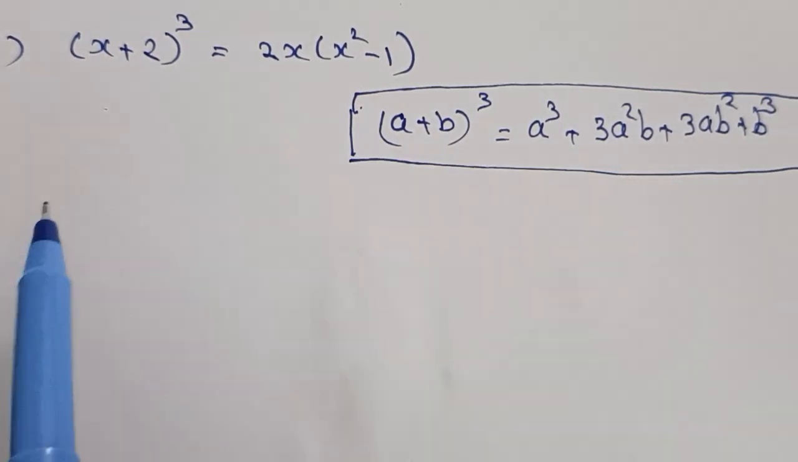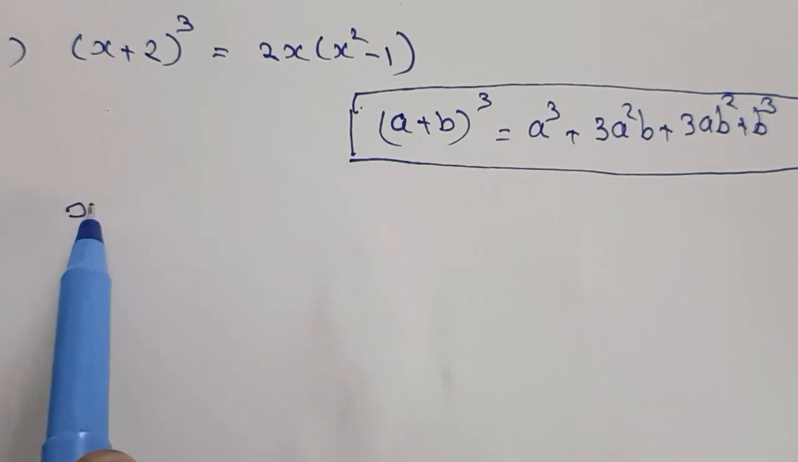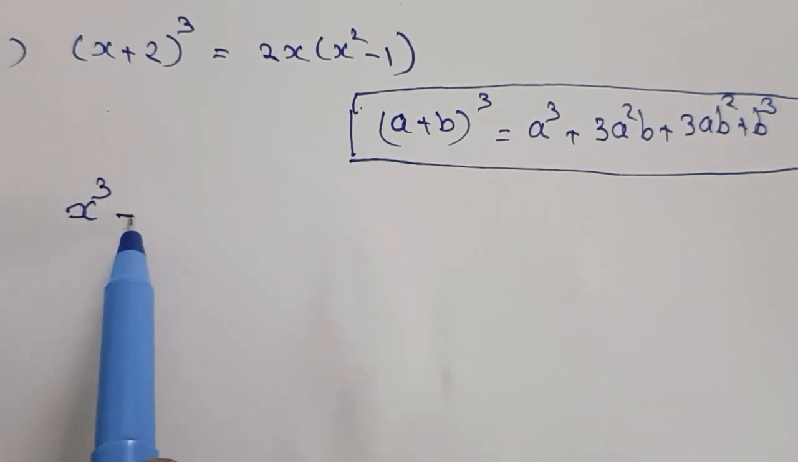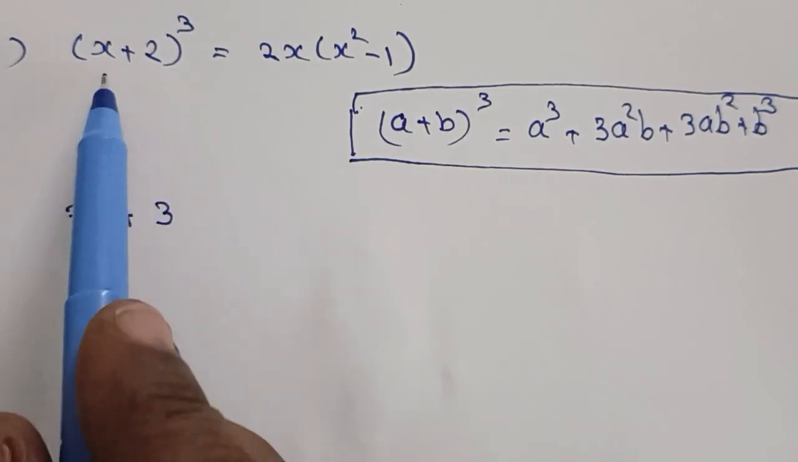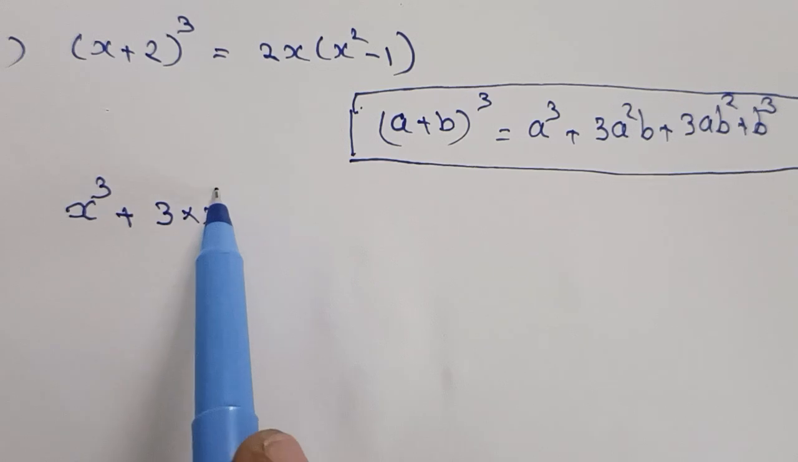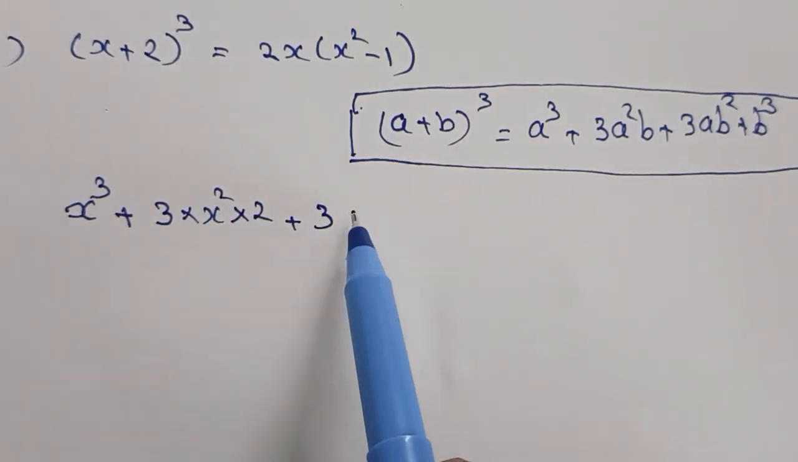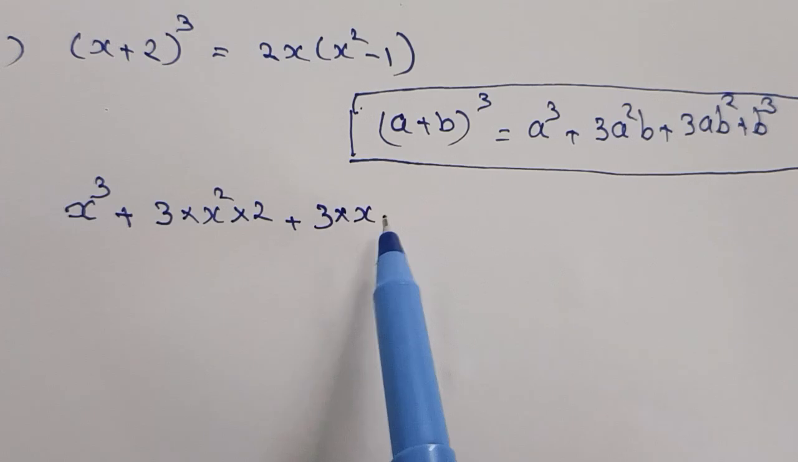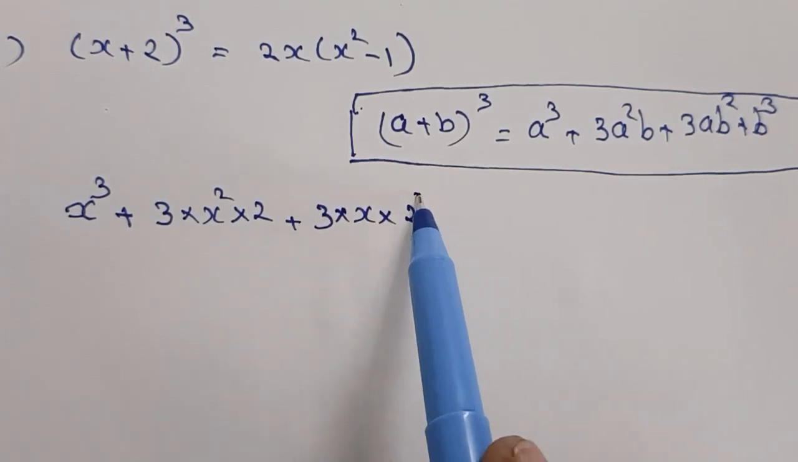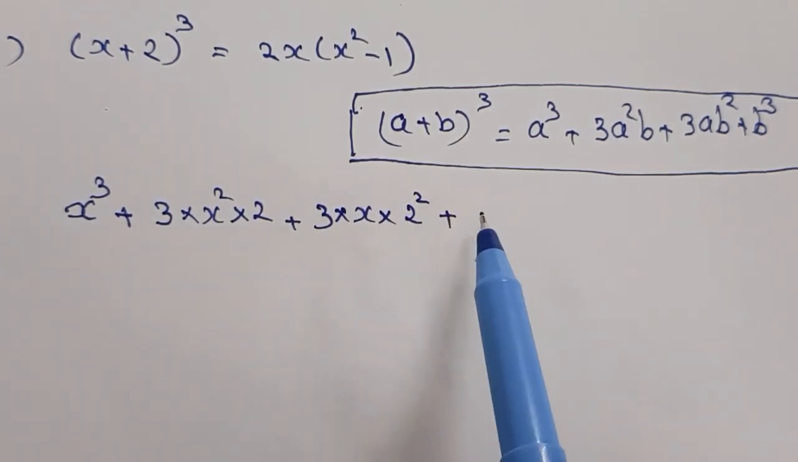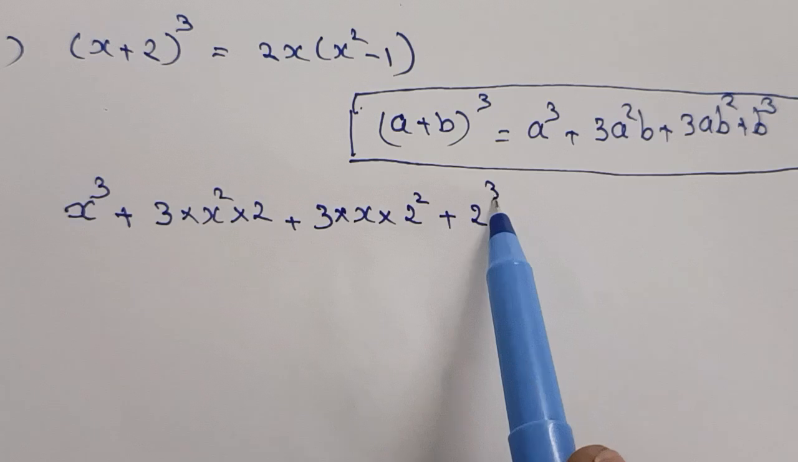So (x plus 2) the whole cube: a cube, that is same as x cube, plus 3a square b. A square is x square into b, b is 2. Plus 3a, a is x, into b square, b square is 2 square. Plus b cube, b cube equal to 2 cube.